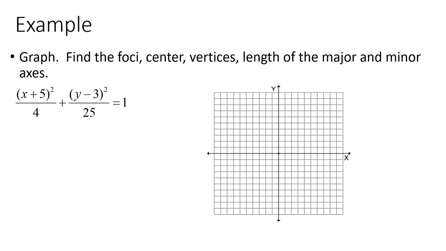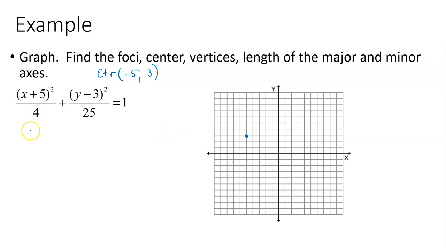All right, let's take a look at this one. Same idea as the last one. Center is going to be the opposites. So the center is going to be the opposite of 5, which is negative 5. Opposite of negative 3, which is positive 3. So go 5 to the left and go 3 up. There's my center.